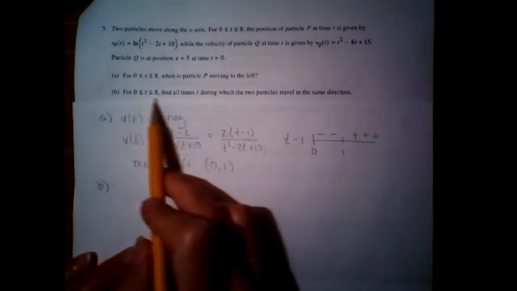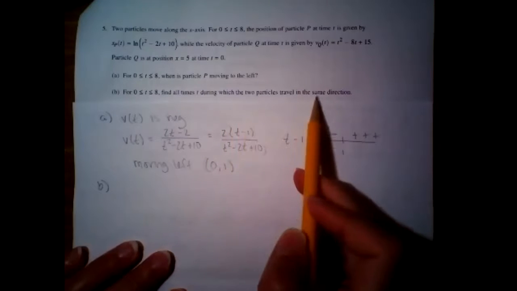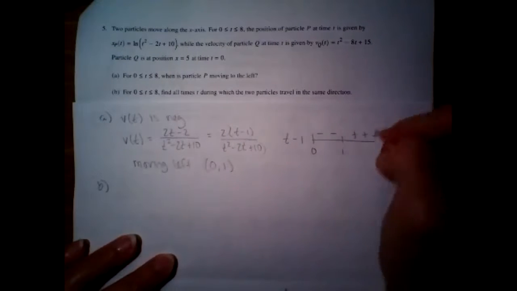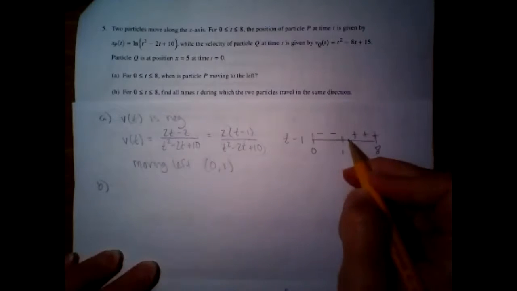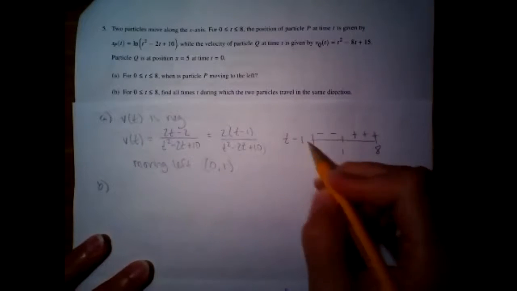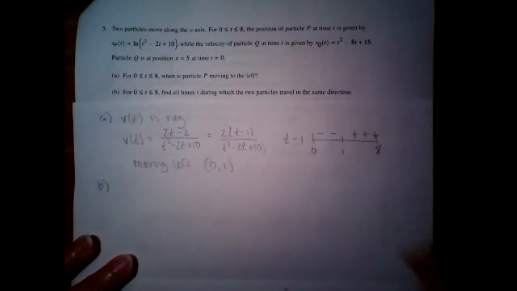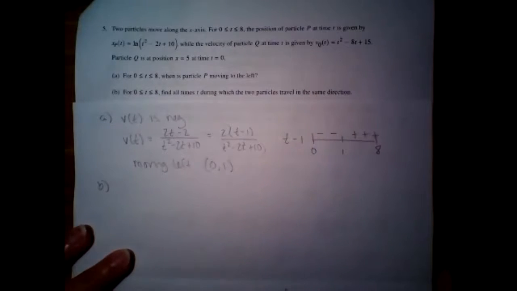All right, letter B. For times 0 to 8, find all times during which the two particles travel in the same direction. That means their velocities are the same sign. So they're either both positive or both negative. Now we already have, and I guess I can cap this at 8. They said from 0 to 8. I already have a number line for particle P. We're going to repeat this process for particle Q and then compare the number lines and see where they are the same sign. So again, both positive or both negative.